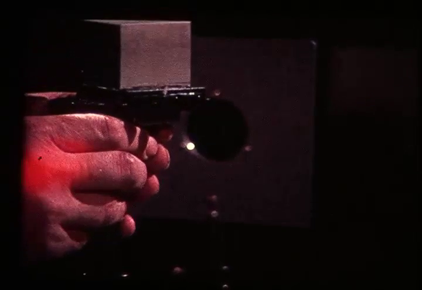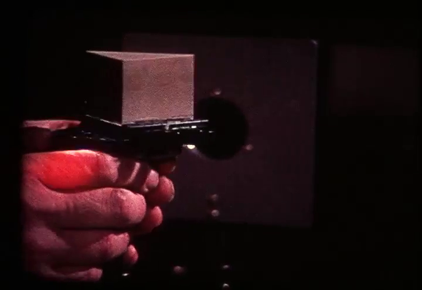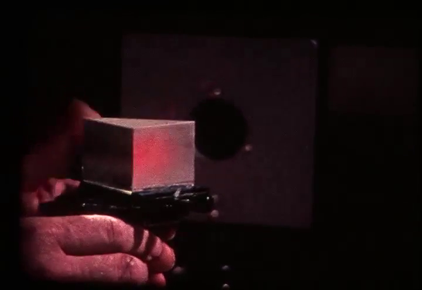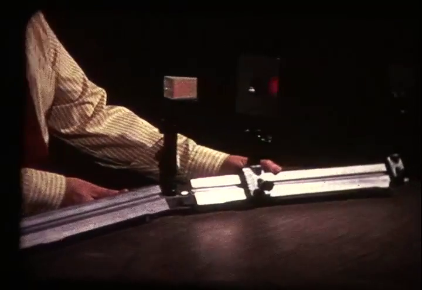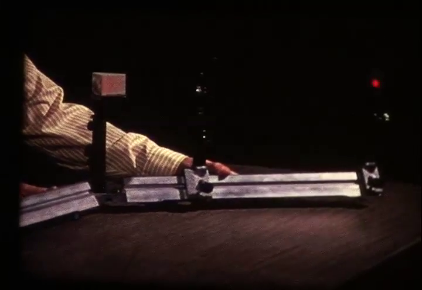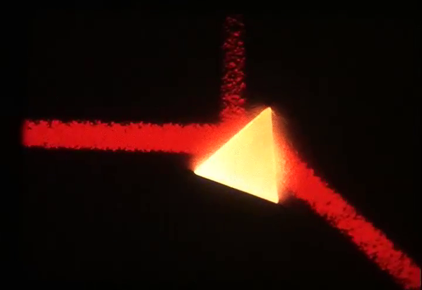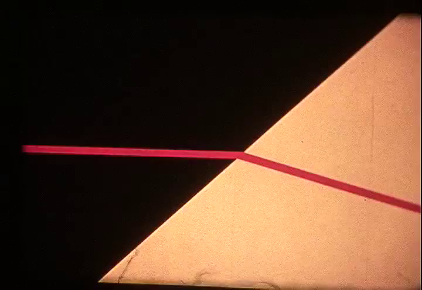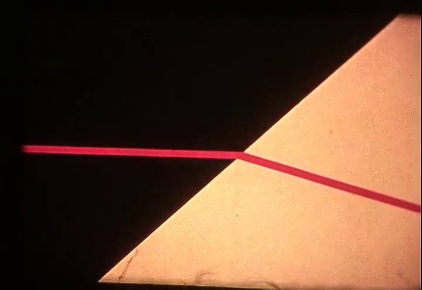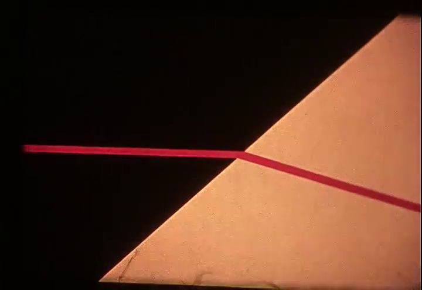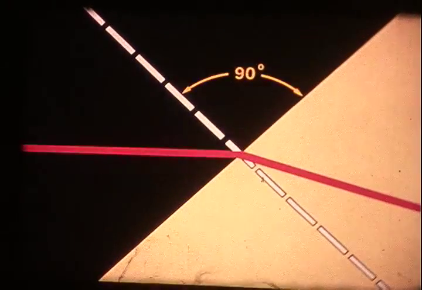I'm putting a glass prism into the beam. The red spot disappears because it has been refracted by the prism. It is bent away through quite a large angle. We are now looking at a trace of the beam from above. The light beam is refracted as it enters glass. It is bent toward the line which is normal to the glass surface.